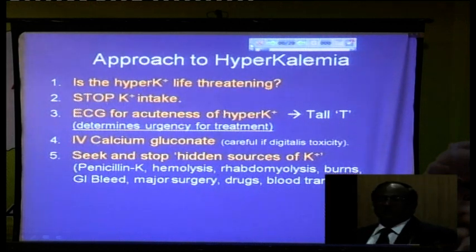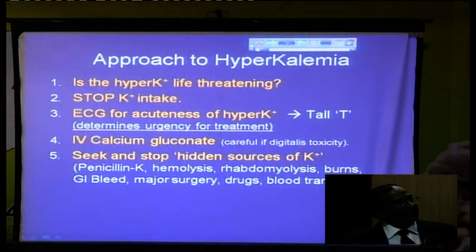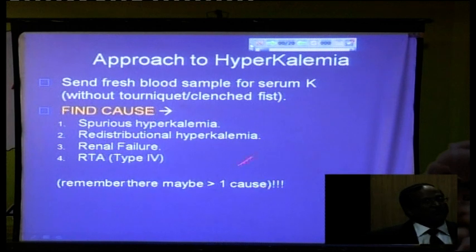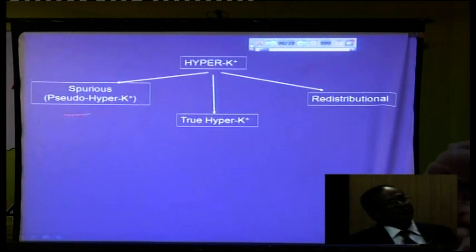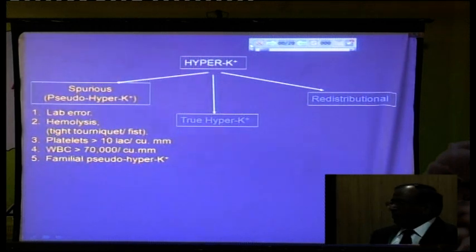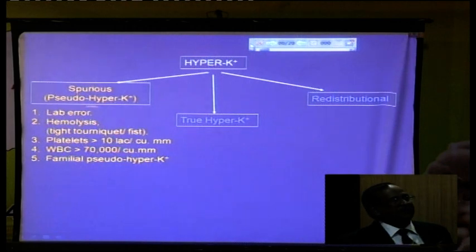Burns, trauma, many drugs have potassium salts. You need to do that. Blood transfusions, etc. And then recheck it if you think it's spurious. The causes I classify in the same way: spurious, true, and redistributional. Spurious is more common: badly handled sampling, trauma during collection, fist clenching, tourniquet, etc.